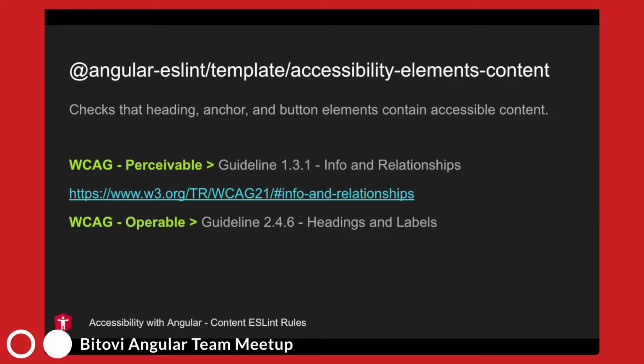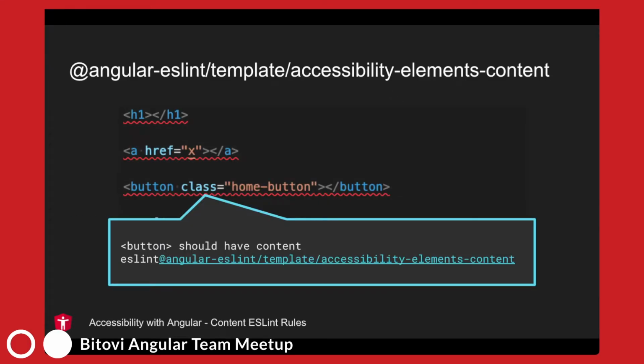And then operable, so guideline 2.4.6 says that headings and labels describe a topic or purpose. So again, not having text would break that. So looking at the example, we've got an H1 tag and an anchor tag, neither of which have any text content. That wouldn't really make sense to do in practice just because you wouldn't see anything on the page anyway. Maybe a more practical example here is a button where we've got a class that adds in an icon. You might not think to add text to it. However, this rule will catch it and say that it needs to have accessible content.